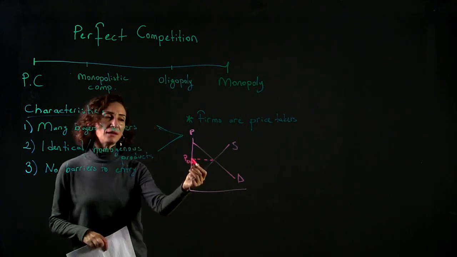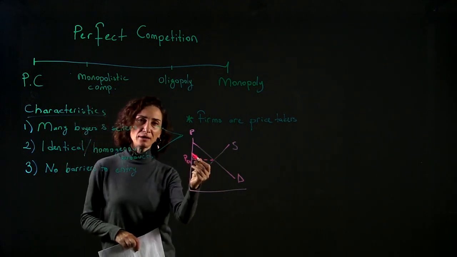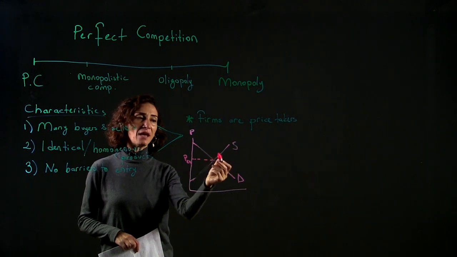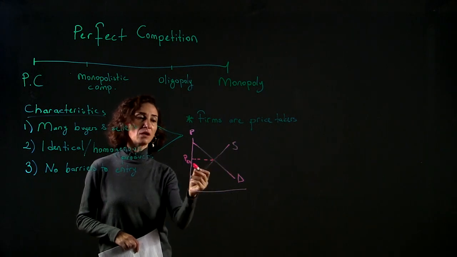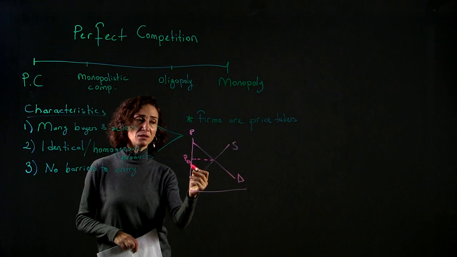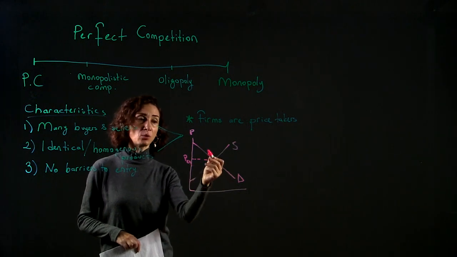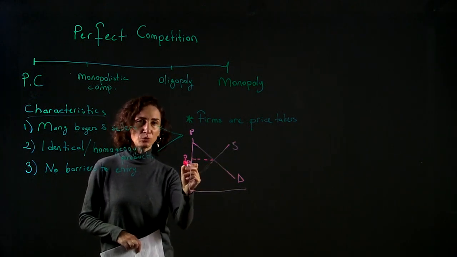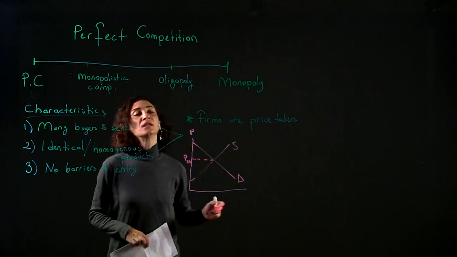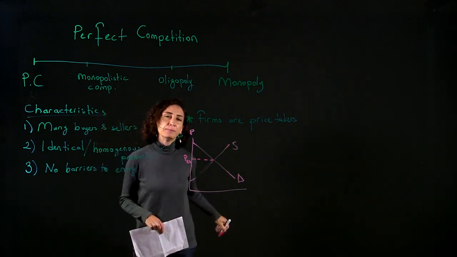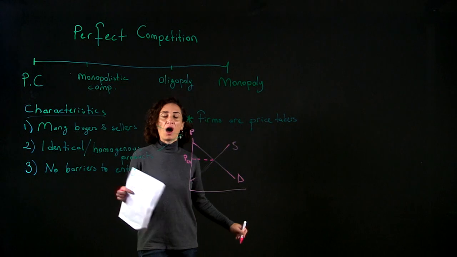Now remember, if price is actually higher than this, there will be excess supply, price will go down. If price is lower than this, there will be excess demand, price will go up. So this is the equilibrium when there is no change. Now, here is the thing.